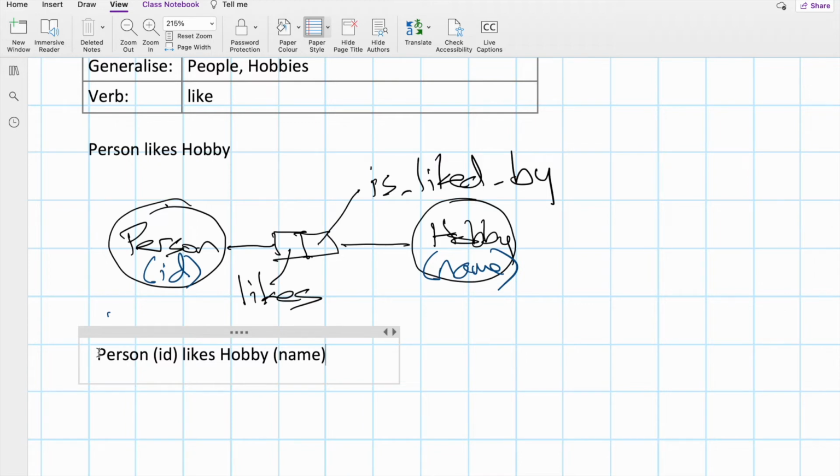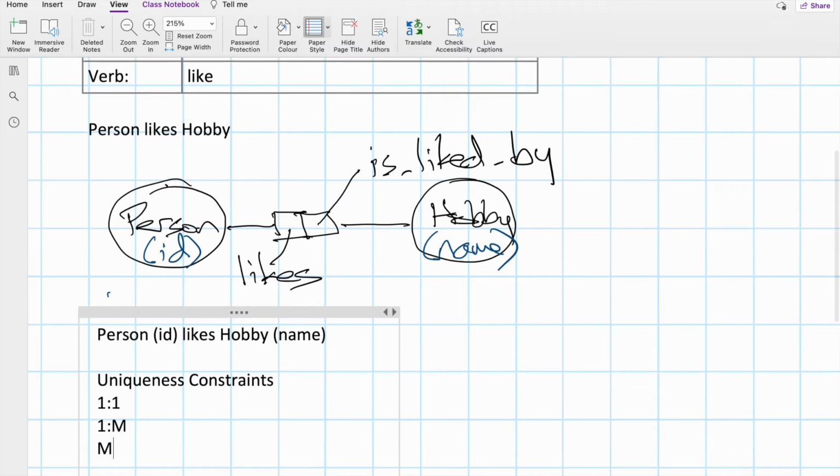Okay, next thing we're going to deal with is uniqueness constraints. There are three. There is a one-to-one constraint. There is a one-to-many constraint. And there's a many-to-many constraint.